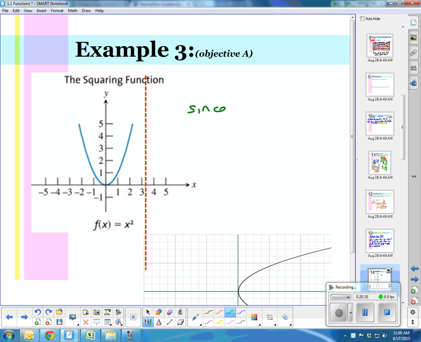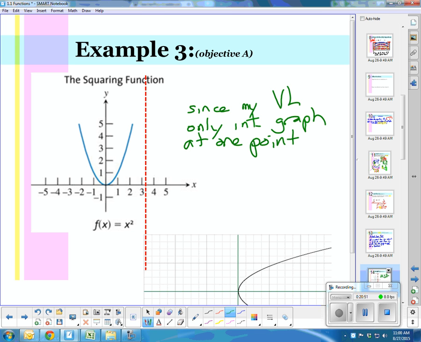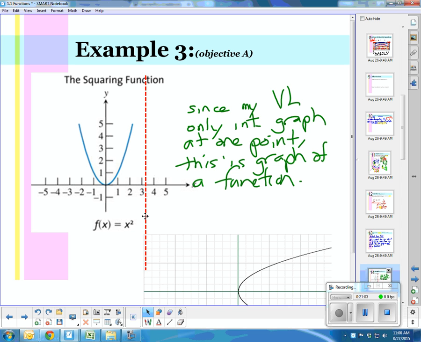So since my vertical line only intersected the graph at 1 point at a time, this is the graph of a function. Good.